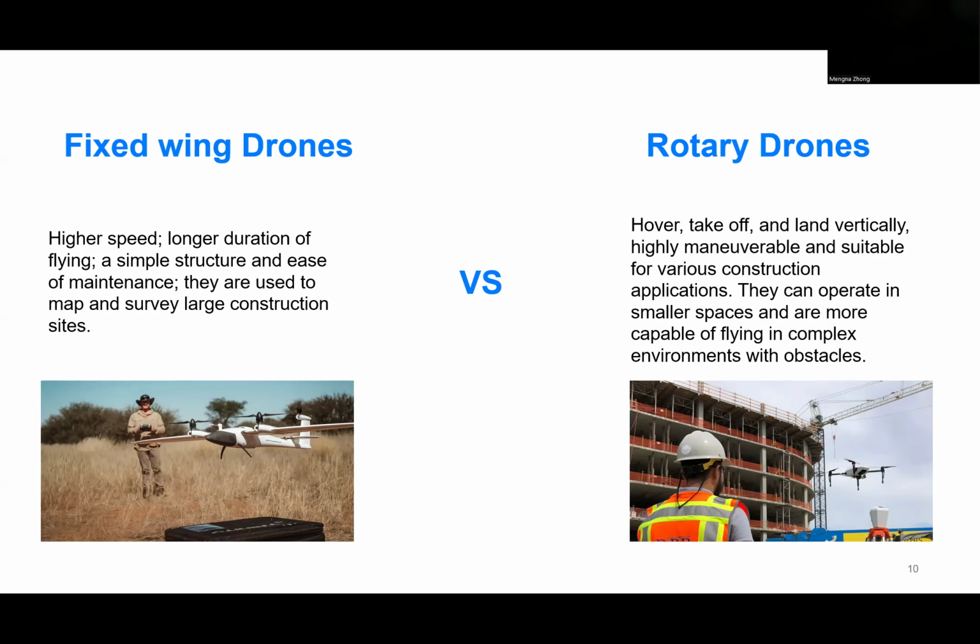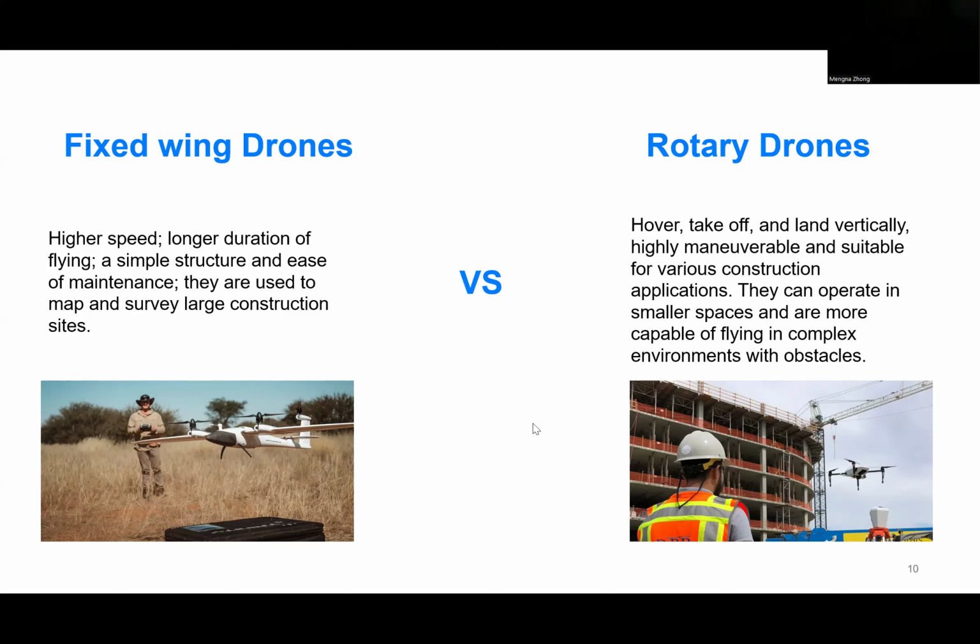Rotary wing drones can hover, take off, and land vertically. But I think in this image, the left one, the bottom one, they have a propeller on the top. So even though this is a fixed wing drone, it can still hover as well.